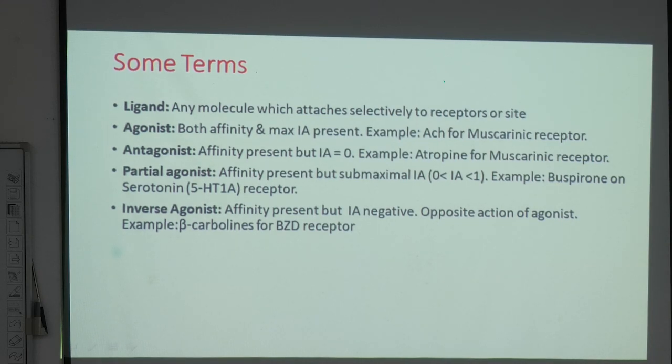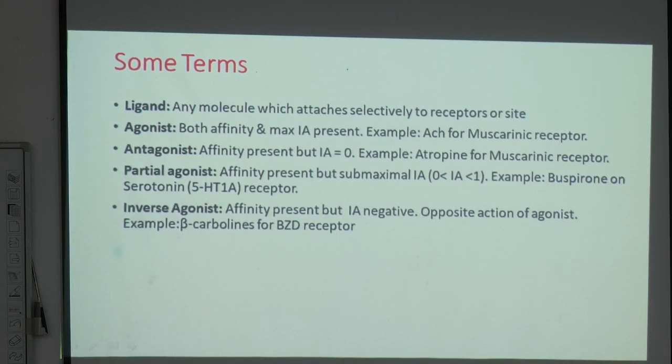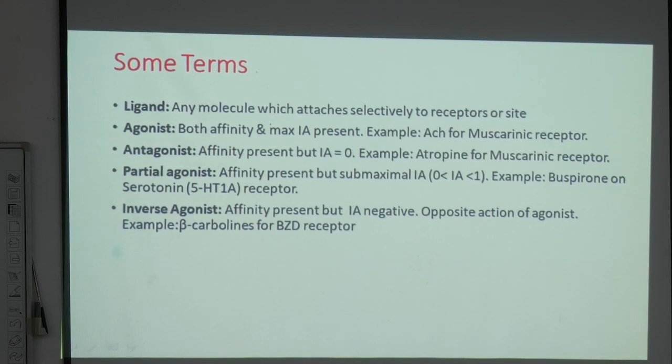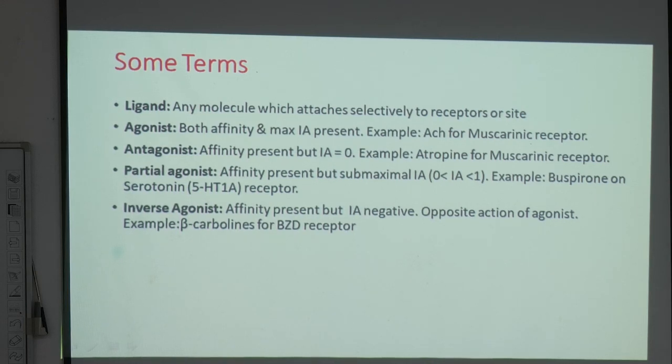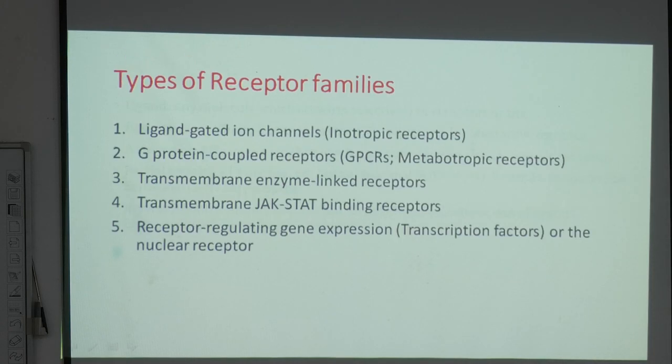Agonist: both affinity and maximum intrinsic activity are present. Antagonist: affinity present but intrinsic activity zero. Partial agonist: affinity is present but some intrinsic activity, less than maximum. Inverse agonist: affinity is present but intrinsic activity is negative, minus. Next, now types of receptor families.